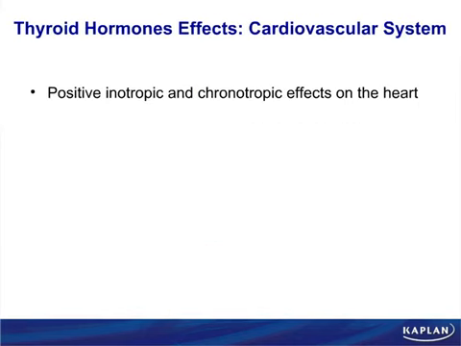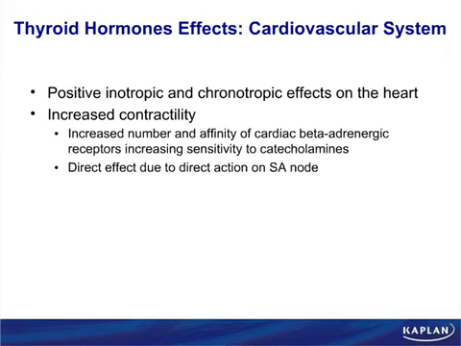Thyroid hormone increases both the speed and the force of contraction of the heart. It increases contractility by increasing the affinity of beta receptors, and it has a direct stimulatory effect on the SA node, so that's why it speeds up the heart rate. It also explains why there's bradycardia in hypothyroid people: if thyroid hormone speeds up the heart rate and increases contractility, no thyroid hormone decreases contractility and decreases the heart rate.